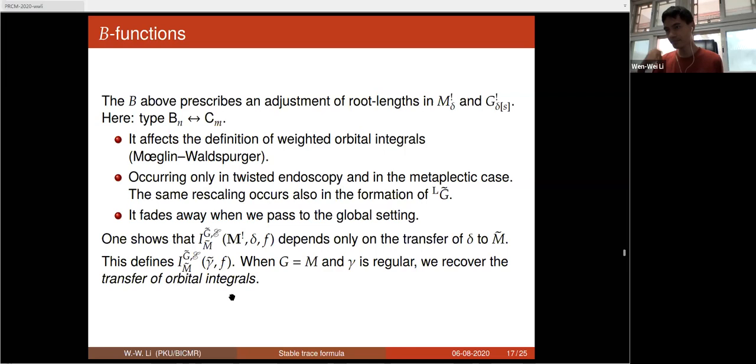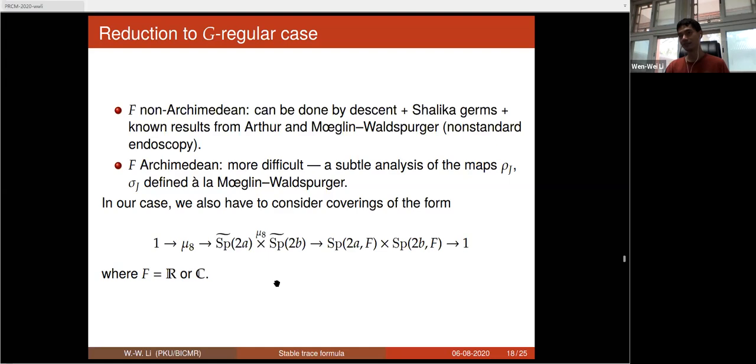And this is the generalization to the general M. Right, so, okay, so yeah, something even more technical. Remember, we do not assume gamma to be regular, but we want to reduce to a regular case. So if F is non-Archimedean, this can be done by descent and matching results of Shalika germs. It's due to Arthur in the standard case and Moeglin-Waldspurger in the so-called non-standard endoscopy. Anyway, we can always use the known result.